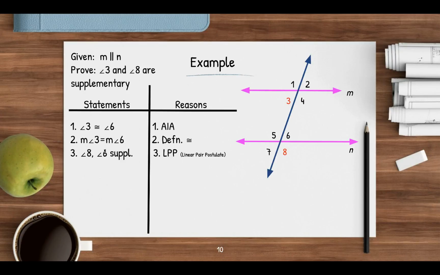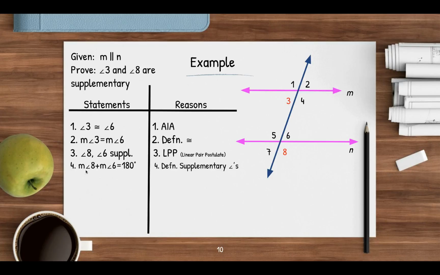Be careful with this step. One common student error is students will automatically go to measure of angle 8 plus measure of angle 6 equals 180 degrees. That is not what the linear pair postulate gives us. Linear pair postulate gives us supplementariness. Then supplementariness allows us to conclude 180 degrees. So here's the next step. Because these two angles are supplementary, we know that their measures add up to 180 degrees. That is the definition of supplementary angles. Now you're seeing why I chose this proof instead of just a straight up congruence proof.